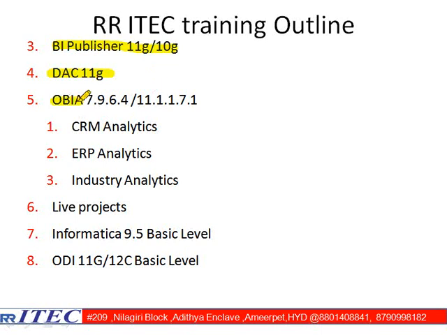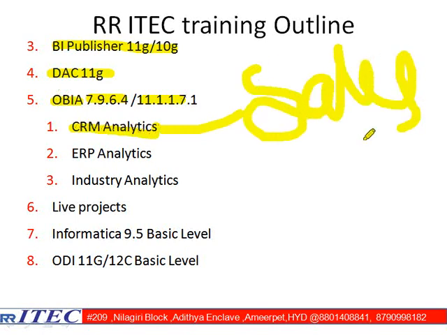And OBIEE is available in two flavors. 7.9.6.4 is with the combination of Informatica and OBIEE, and 11.1.1.7 is the combination of ODI plus OBIEE. We will try to see both things, what the changes are. And these analytics are divided into CRM analytics. Some examples of CRM analytics are sales analytics, service analytics, marketing analytics. These all things are called CRM analytics.